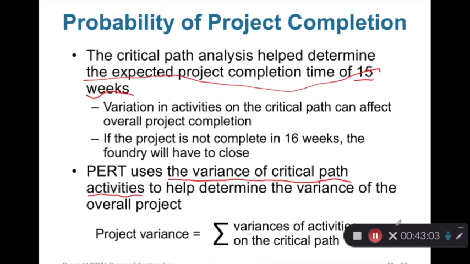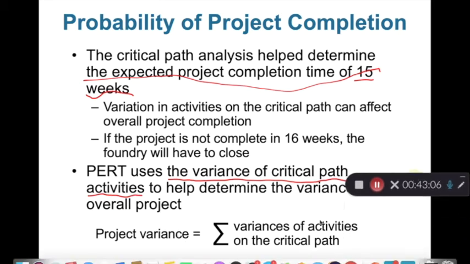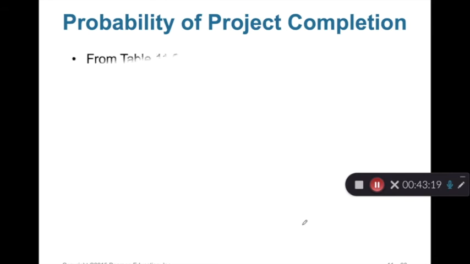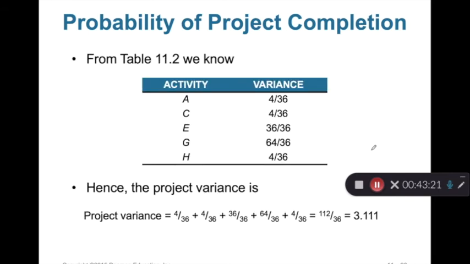And then how to do the calculations? You can see here, you just use the variance of critical activities, add them up, and then you can get the project variance. Let's calculate the project variance for this example. We already knew the variances for all the activities, calculated using that formula, and then we can add them up. We got 3.111. This is the project variance.